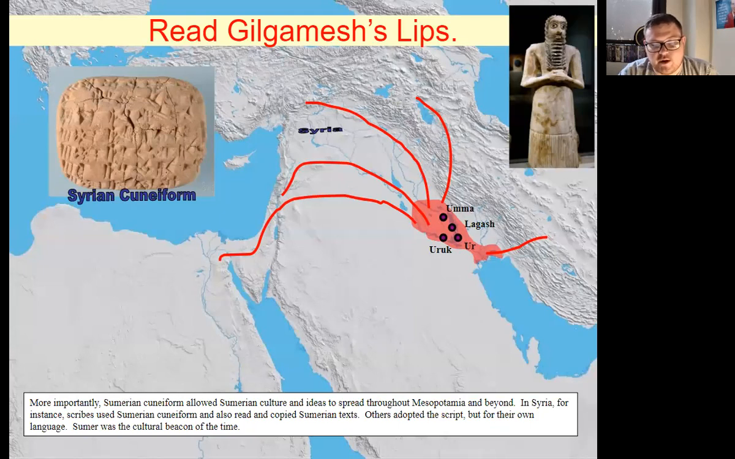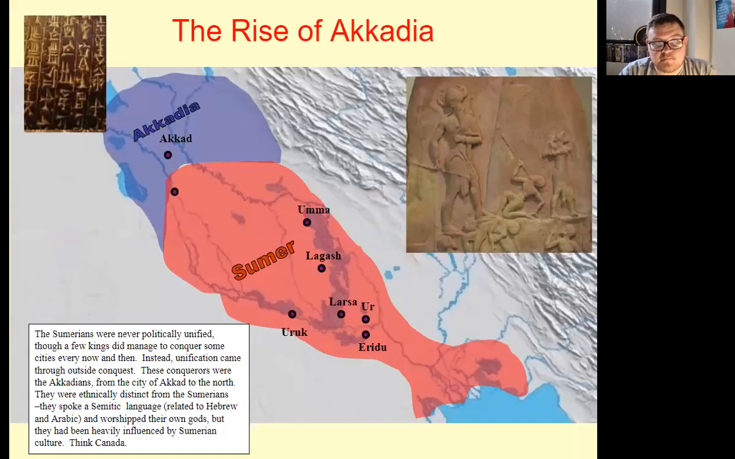More importantly, Sumerian cuneiform allowed Sumerian culture and ideas to spread throughout Mesopotamia and beyond. In Syria, for instance, scribes used Sumerian cuneiform and also read and copied Sumerian texts. Others adopted the script, but for their own language. Sumer was the cultural beacon of the time.